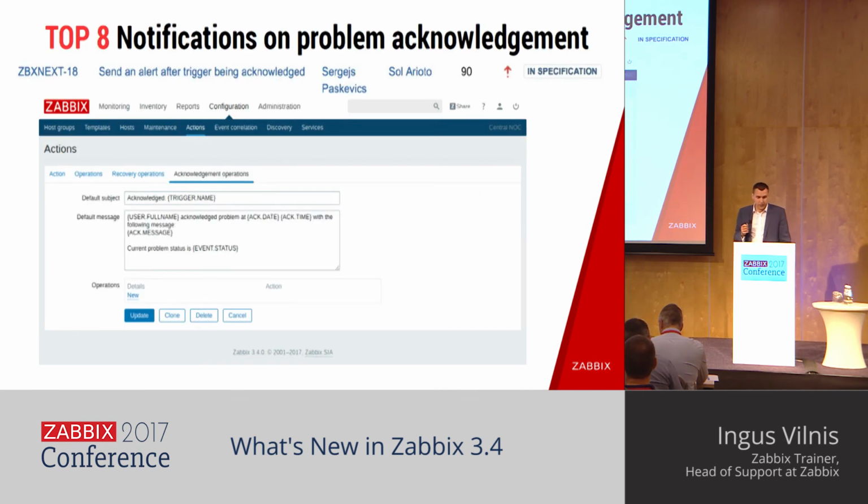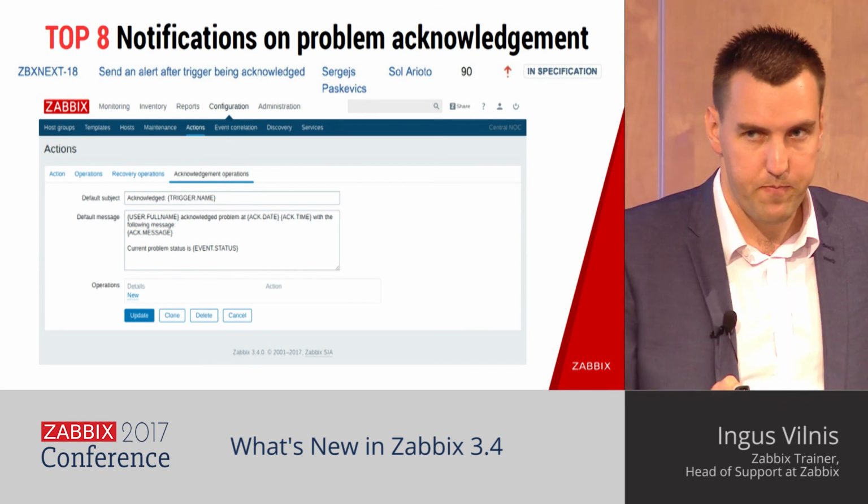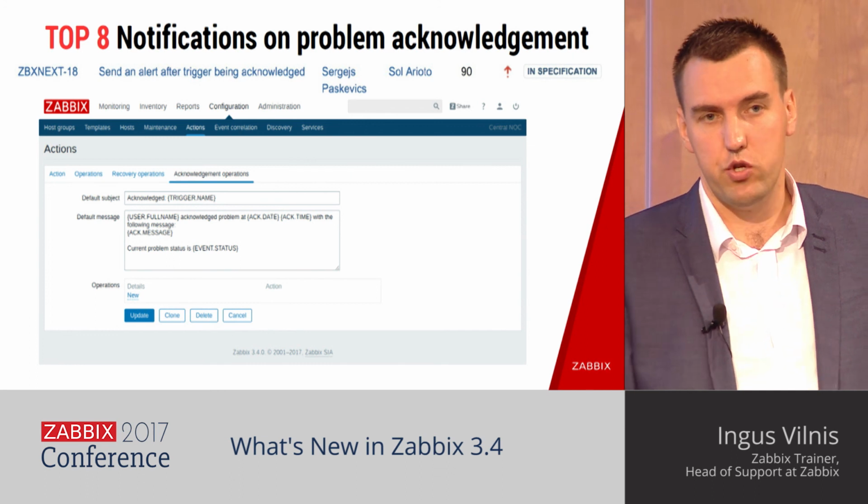And another feature, again from the top voted ones: notifications on problem acknowledgement. When a problem occurs, you can click and acknowledge and say, yes, you are working on this. Previously, you could see the acknowledgement only in the web interface. Now you can configure Zabbix to also send a message when someone acknowledges an event.